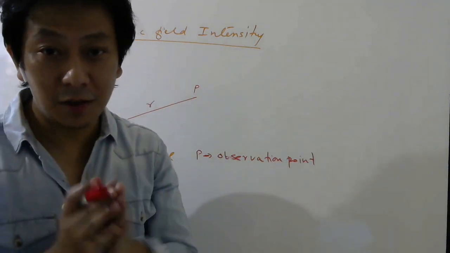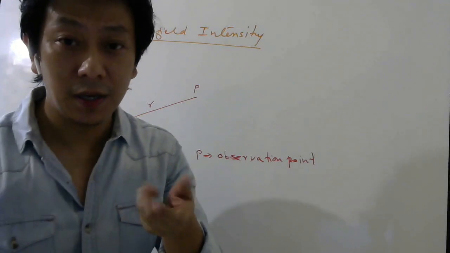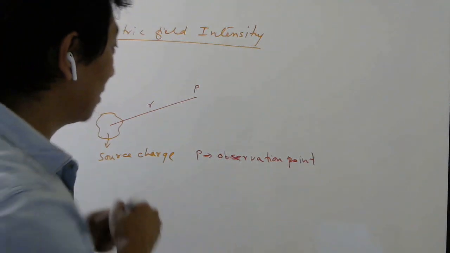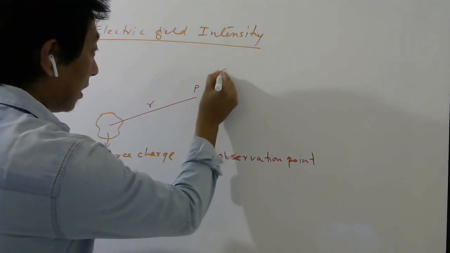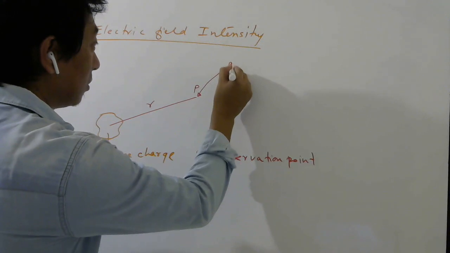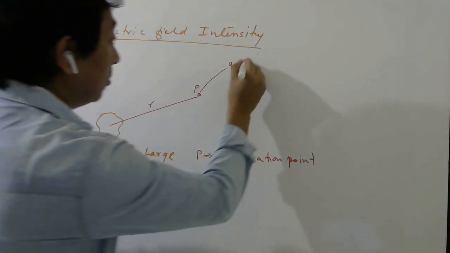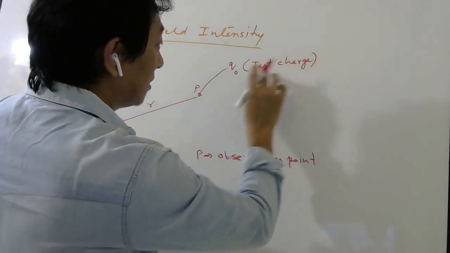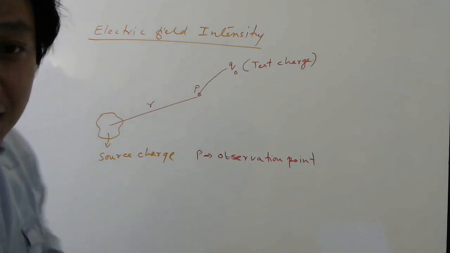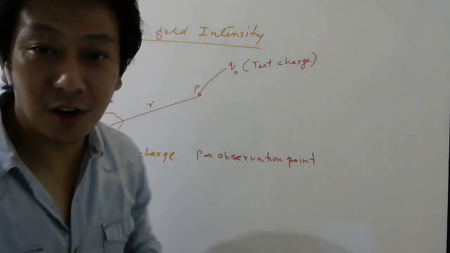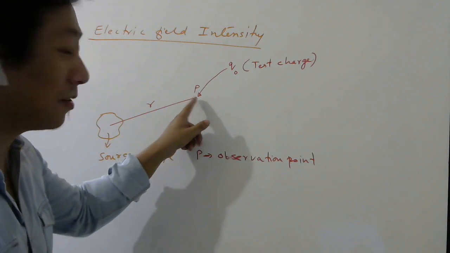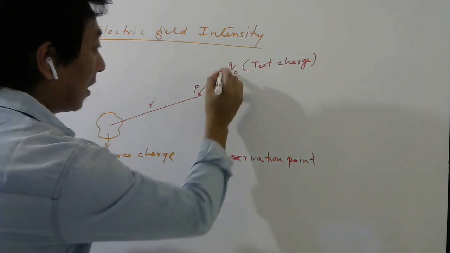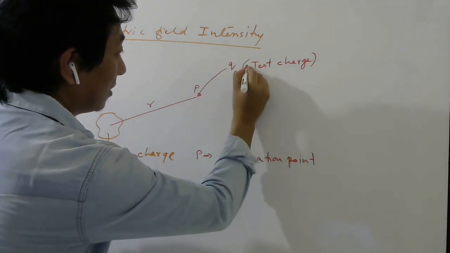So the definition we have understood, but what about the formula? How do we calculate the electric field? For that, you have to keep another charge here, Q naught, and we are going to call that Q naught the test charge. Why are we calling it a test charge? Because using this Q naught we will test what the electric field is here. By definition this test charge is always positive.